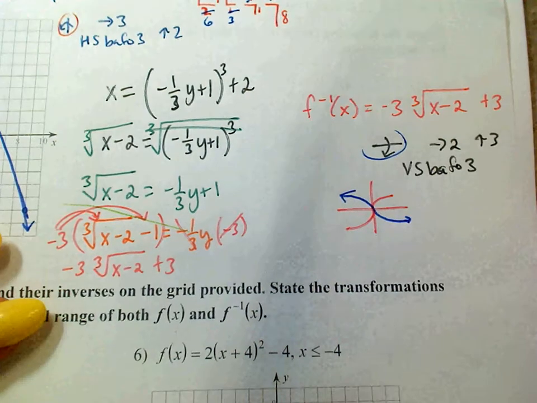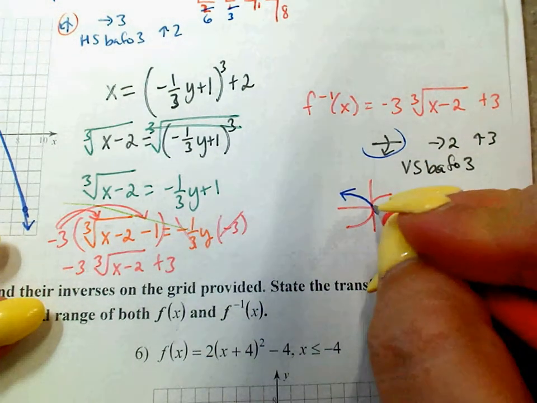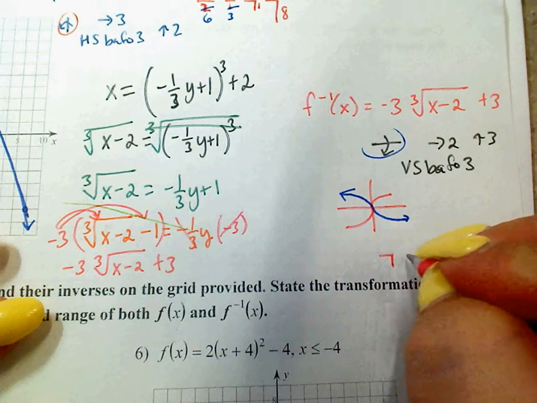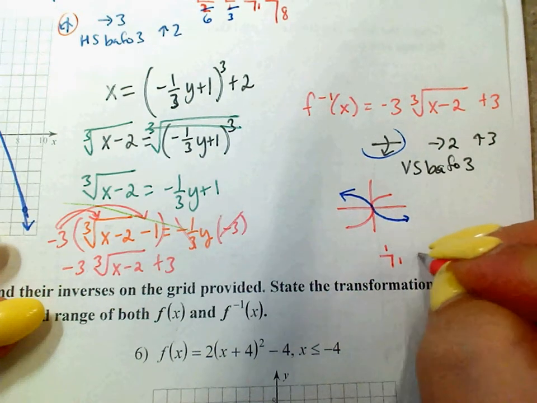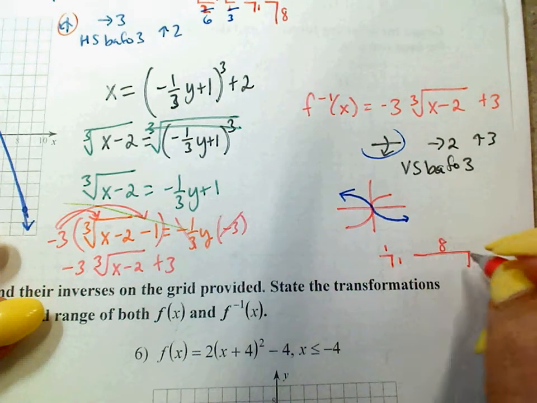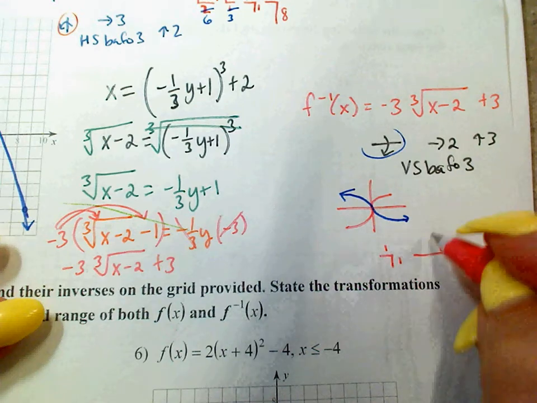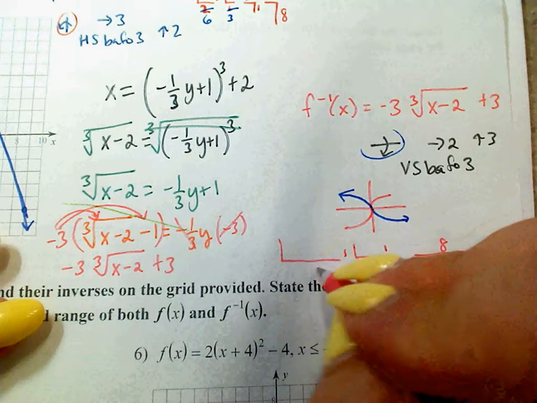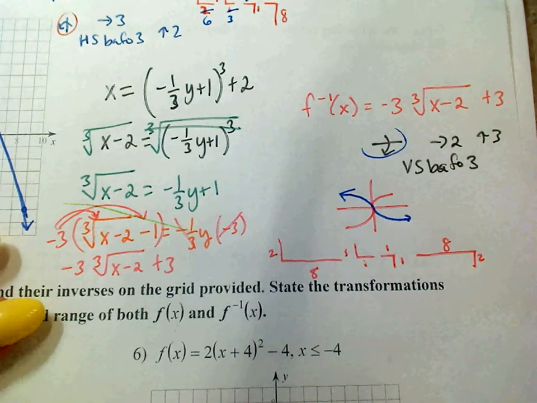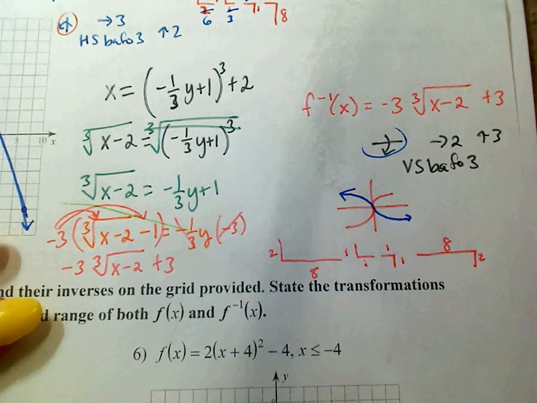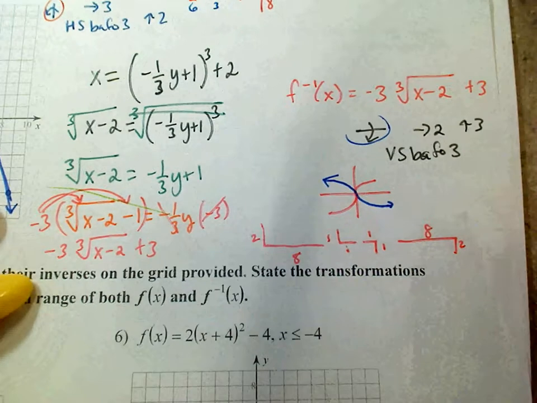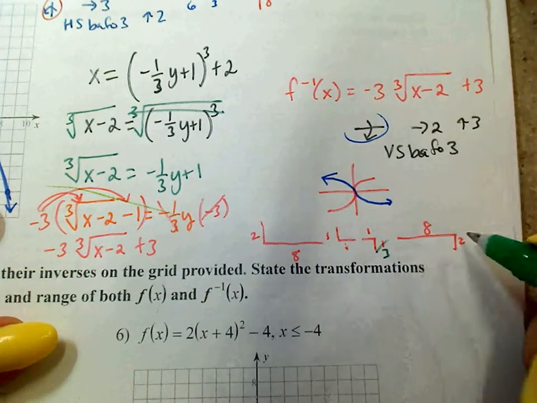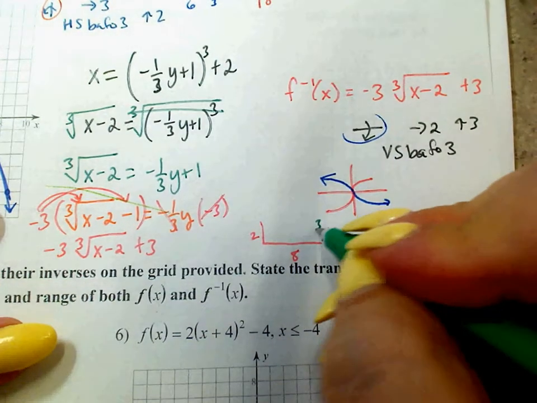So my pattern is going to be to the right and down, to the right 1, down 1, to the right 8, and down 2. So these switch because the cube root of 1 is 1, and the cube root of 8 is 2. But it's a vertical stretch by a factor of 3. So this is going to be 3, and this is going to be 6.